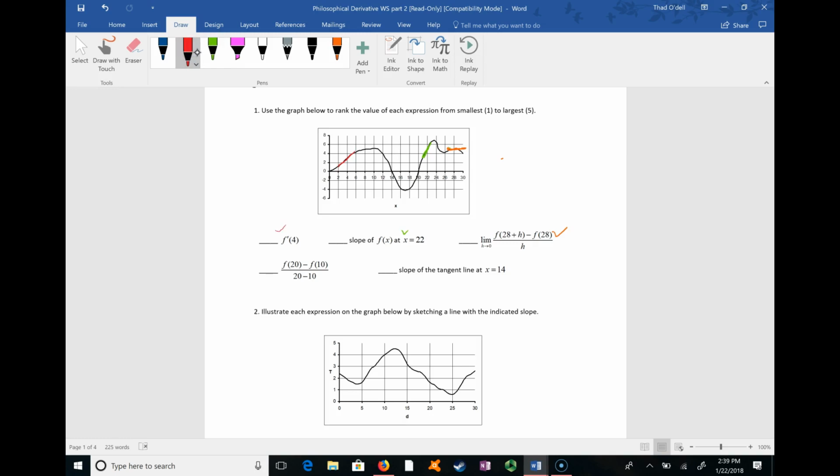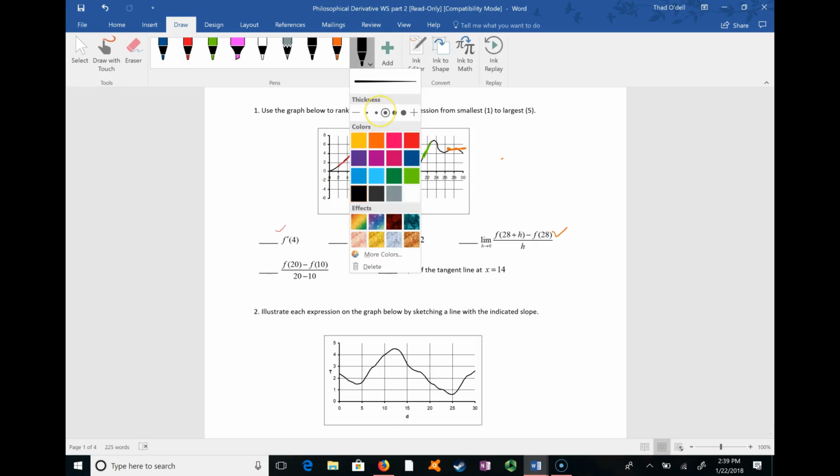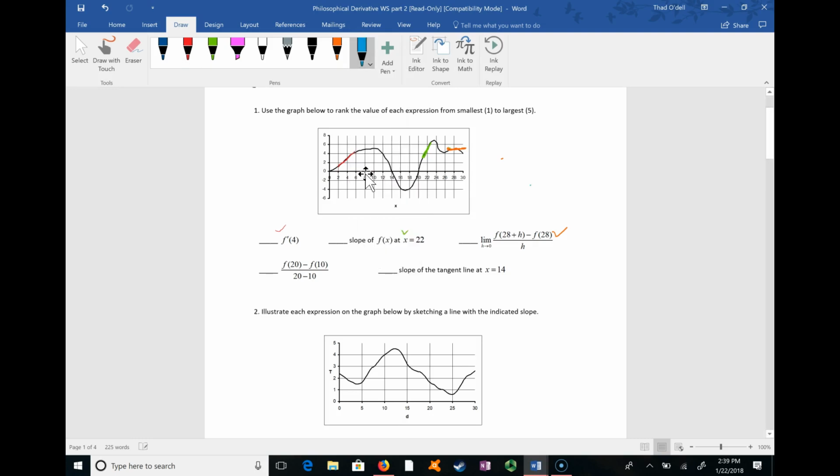And this is going to be an average slope, f of 20 minus f of 10. So we'll use, how about blue? That's pretty. So we're going from 10 to 20. Looks something like that. Oh, that's sloppy. So that's my blue.